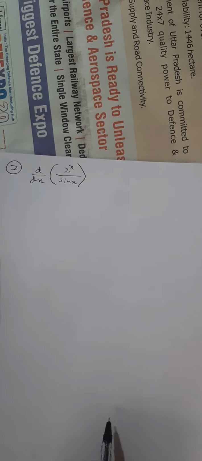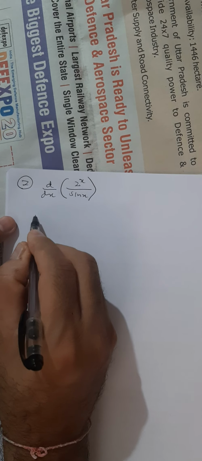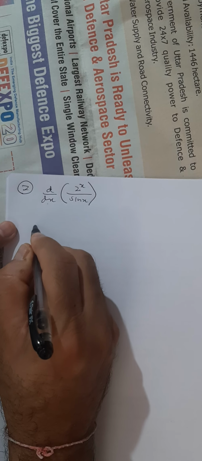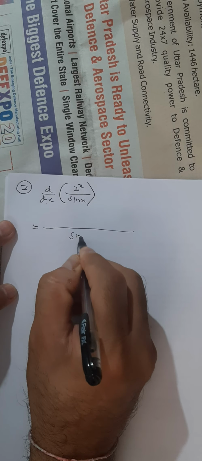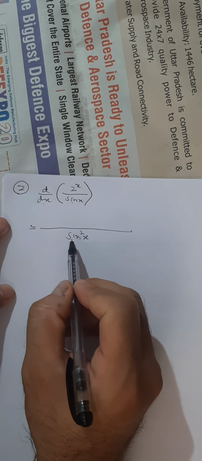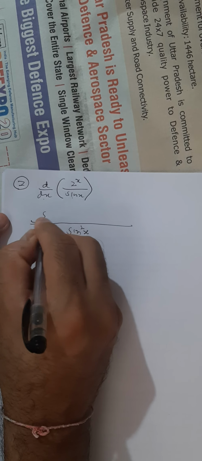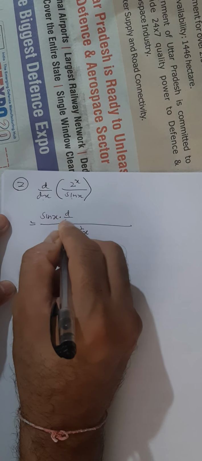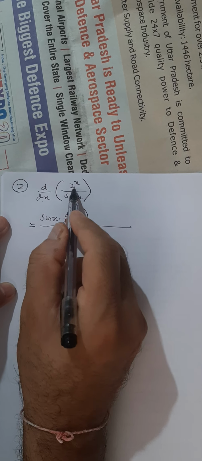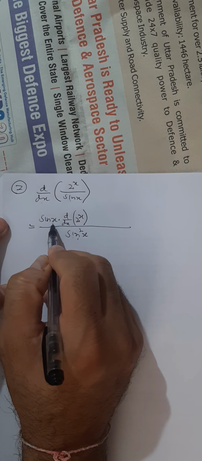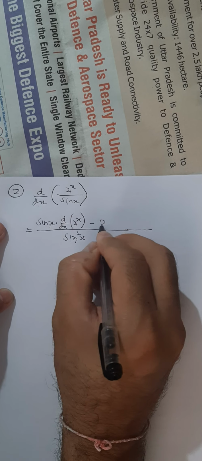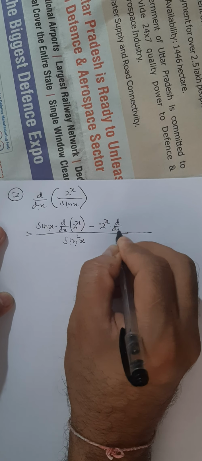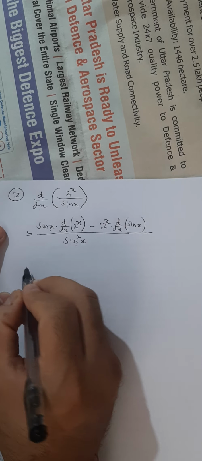So we go for one more example, just to clarify the concept of division rule. D by dx of 2 raised to x upon sine x. We use division rule. What is the division rule? Square the denominator function. Sine square. Derivative is not there, remember. Denominator function as it is. D by dx of numerator function. First the derivative of the numerator function will come, and whatever goes from below to above will remain as it is. Always minus sign here. Now 2 raised to x as it is into d by dx of sine x. This is what we call the division rule.